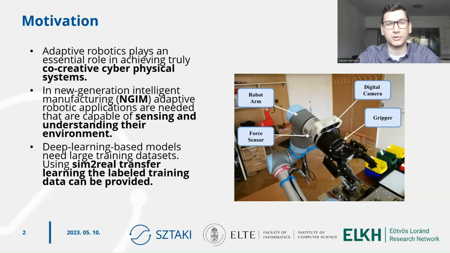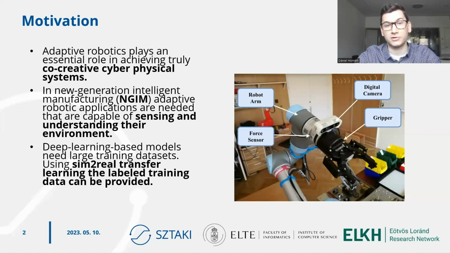Adaptive robotics plays an essential role in achieving truly co-creative cyber-physical systems, and in new generation intelligent manufacturing, we try to combine artificial intelligence with manufacturing science. And within artificial intelligence, we deal with deep learning-based models a lot. And for these models, we need a huge amount of data so they can be trained on. And many times in the industry, it's just not feasible or really tedious. So we need to somehow get this data.